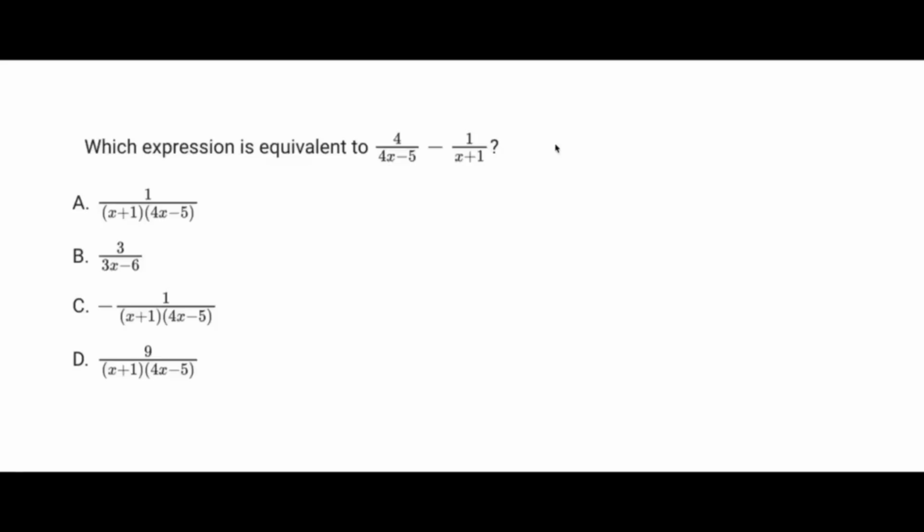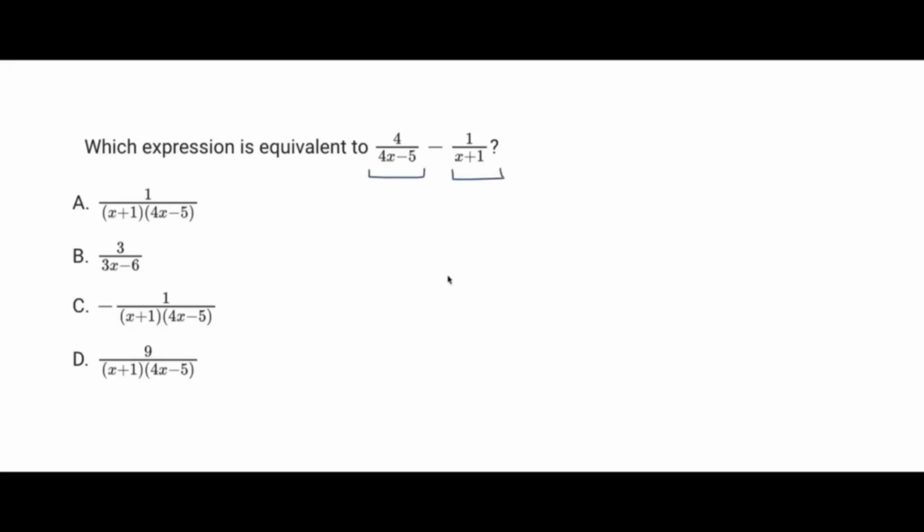Which expression is equivalent to 4 over 4x minus 5 minus 1 over x plus 1? So we have a bunch of answer choices here, and the first thing we want to do to simplify this for equivalent expressions is just get the same denominator, right? That way it's easier to work with, and we can actually do some arithmetic when it comes to it. So we see here that in the first term, we have 4x minus 5 at the denominator, and for the second term, it is x plus 1.